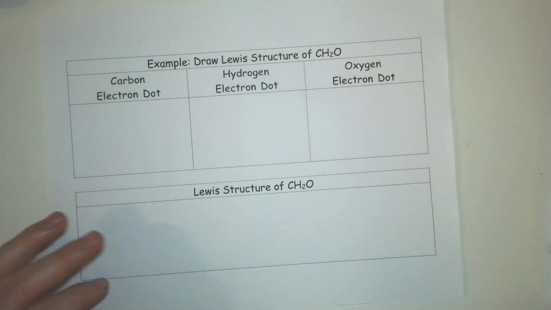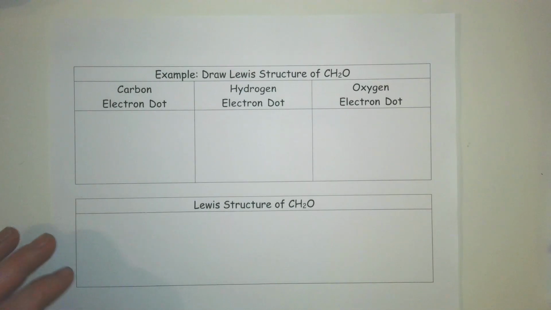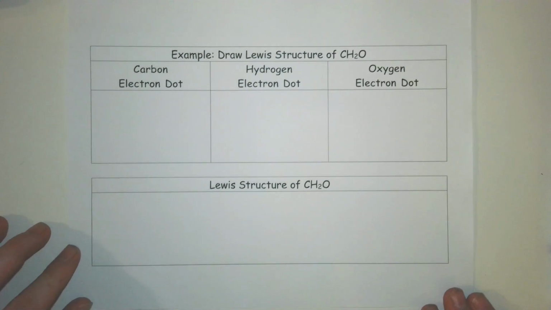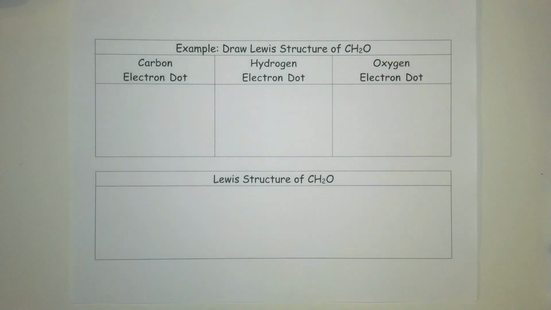Alright, so next one, I usually get a lot of questions on this one in class. Draw the Lewis structure of CH₂O. This is also known as formaldehyde.